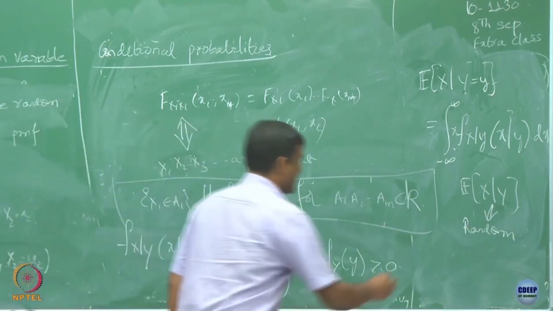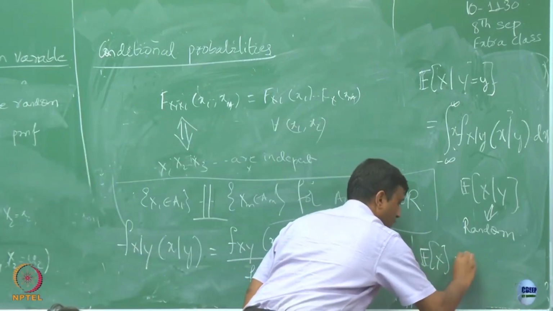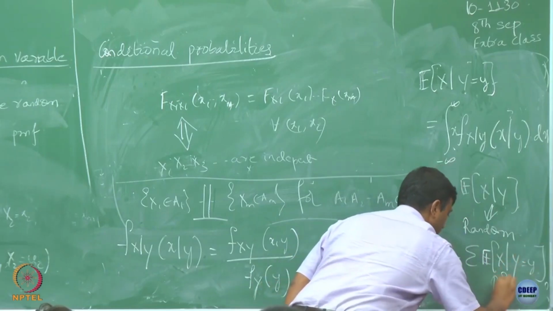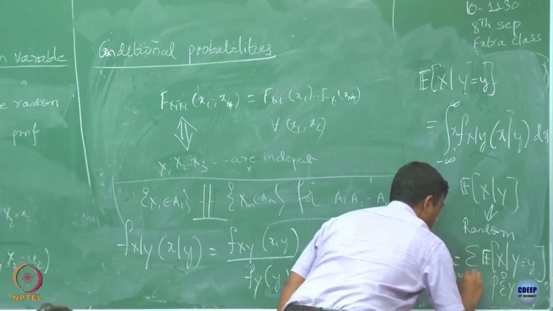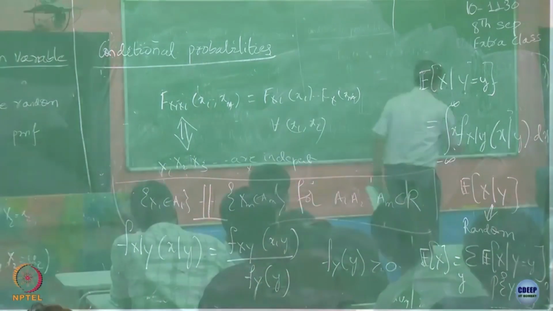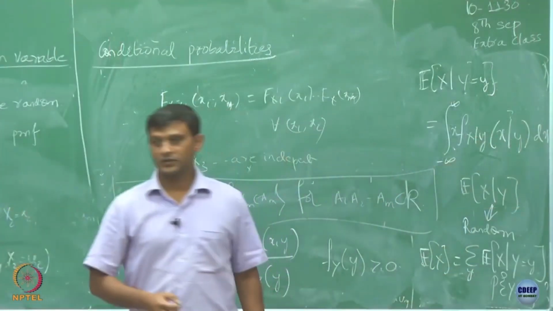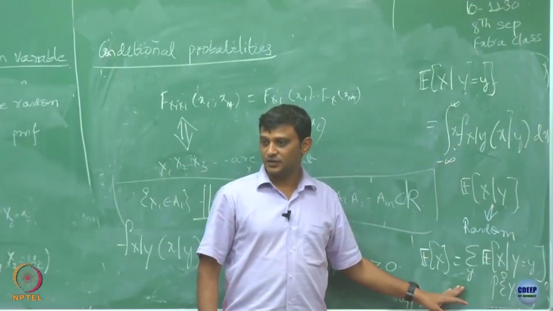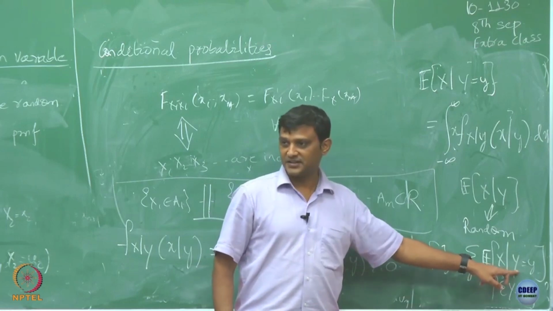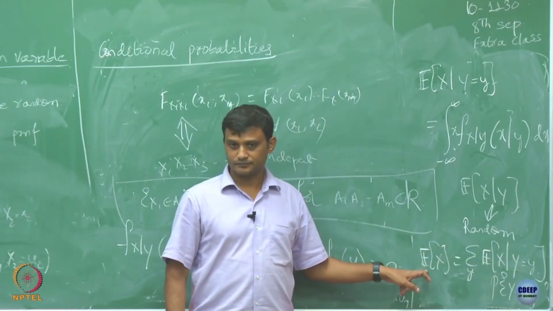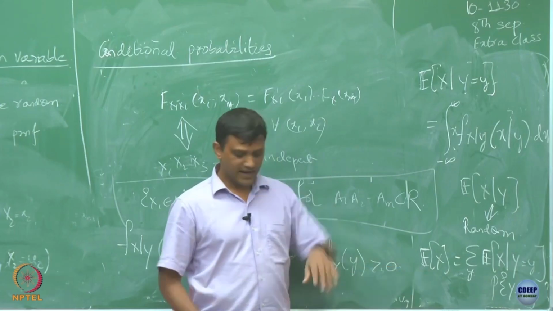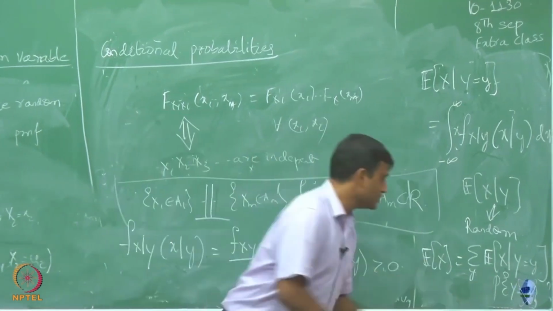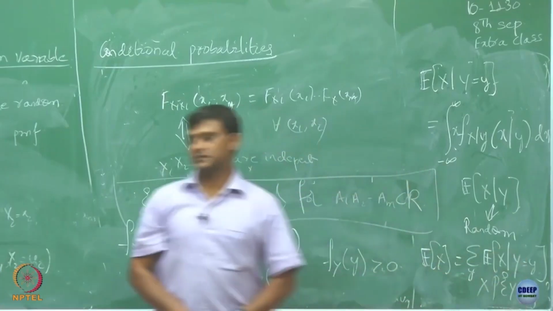Now another thing you can see: if you want to compute the expectation of x, what you could do is take the expectation of x given y equals y, times the probability that y equals y, and sum this over all possible values of y. So just go and convince yourself how I am getting this. From conditional expectations you are getting the expectation of x. You are multiplying this probability with respect to this expectation.